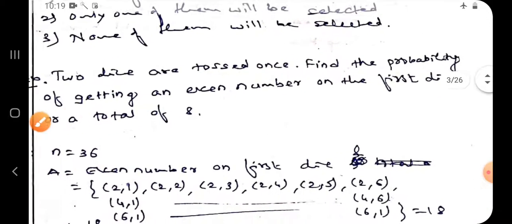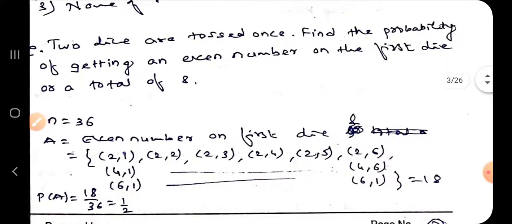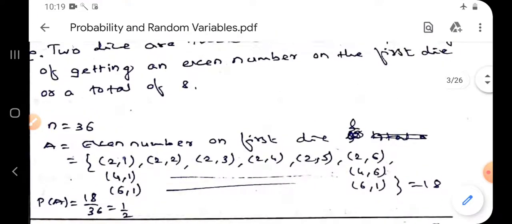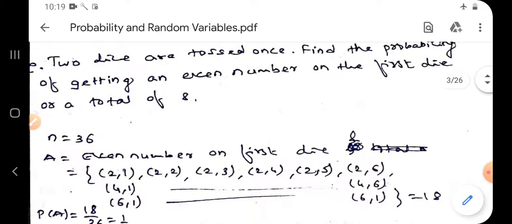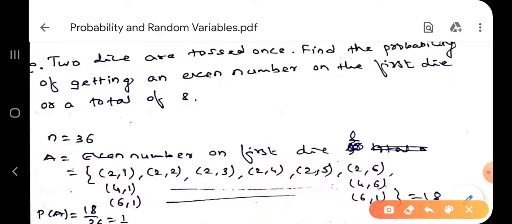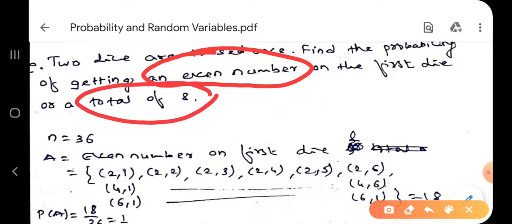Take one more example here. A simple one. Two dice are tossed. See the example. Two dice are tossed. Find the probability of getting an even number on the first die or a total of 8. These two questions are there.